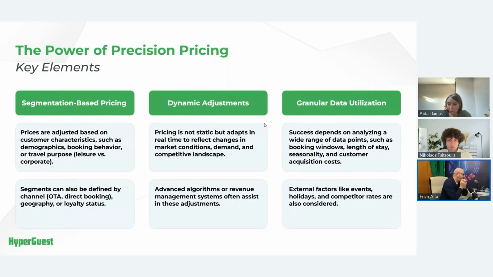When it comes to segmentation, prices are adjusted based on customer characteristics. There are different ways we create segmentation. It might be based on demographics, booking behavior, or the reason of travel, corporate, leisure. Or also by channel. It can be an OTA, it can be a GDS booking, it can be based on geography or maybe through a loyalty program.